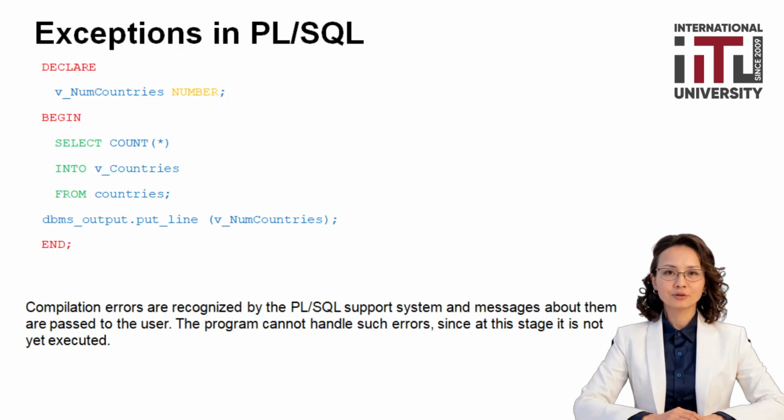In this PLSQL block, we first declare a variable called vnumCountries to store a number. Next, in the executable section, we use a SELECT COUNT query to count all rows in the countries table and store the result into our variable using INTO. Finally, we display the value of vnumCountries using DBMS_OUTPUT.PUT_LINE. This simple example shows how to retrieve data from a table into a variable and then output it. Correct variable names are important, otherwise the code will raise an error.